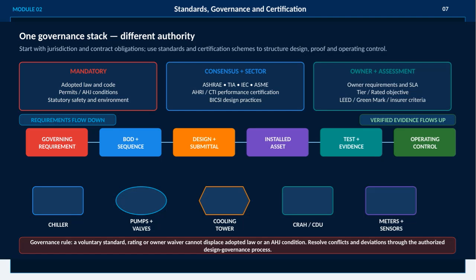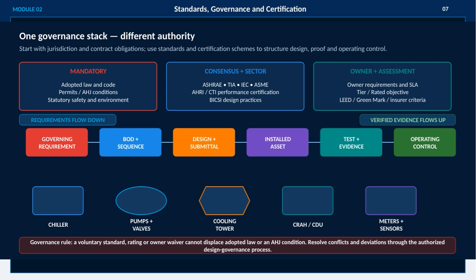This slide focuses on governance and standards for data center MVAC systems, emphasizing one governance stack with different authorities. It starts with jurisdiction and contract obligations, then layers in standards and certification schemes to guide design, testing, and operation. At the top, we have mandatory requirements like adopted laws, permits, and statutory safety and environmental codes.